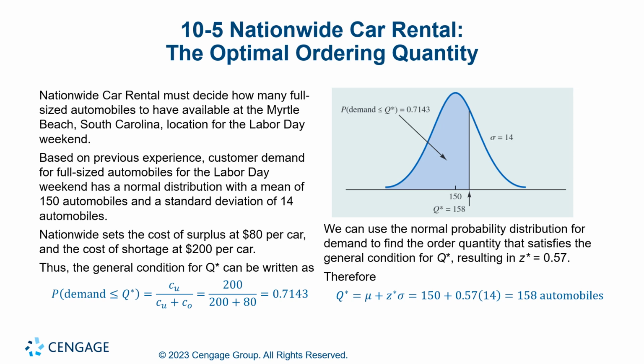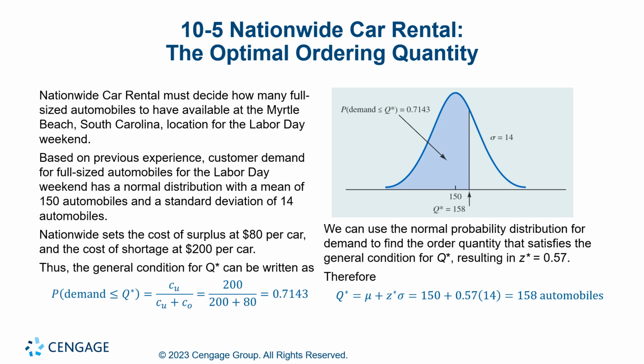Given this information, we want to ask the question of how many full-size automobiles should Nationwide make available for the Labor Day weekend. Here we have the cost of underestimation, CU, which is $200, and the cost of overestimation, CO, which is $80. The optimal order quantity must satisfy the following condition: the probability of demand being less than or equal to a certain Q is given by CU divided by CU plus CO.